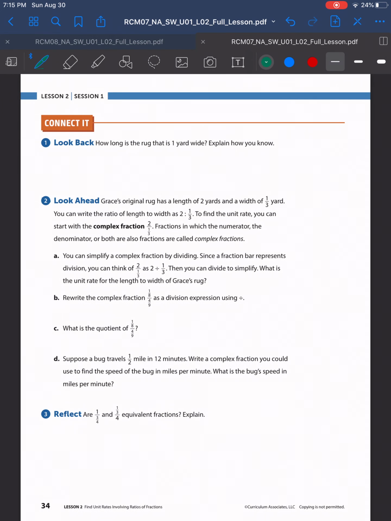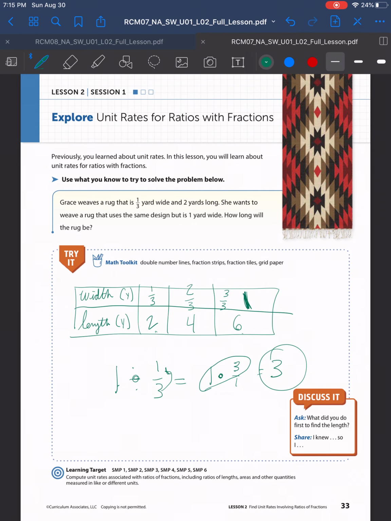How long is the rug that is 1 yard wide? 6 yards long. Explain how you know. So we can say, I know this because we multiplied, right? We found that the scale factor was 3.